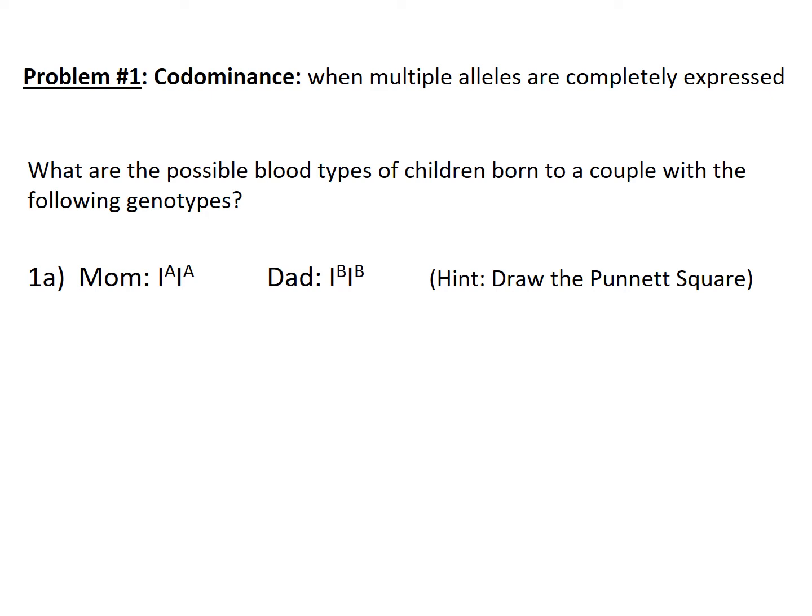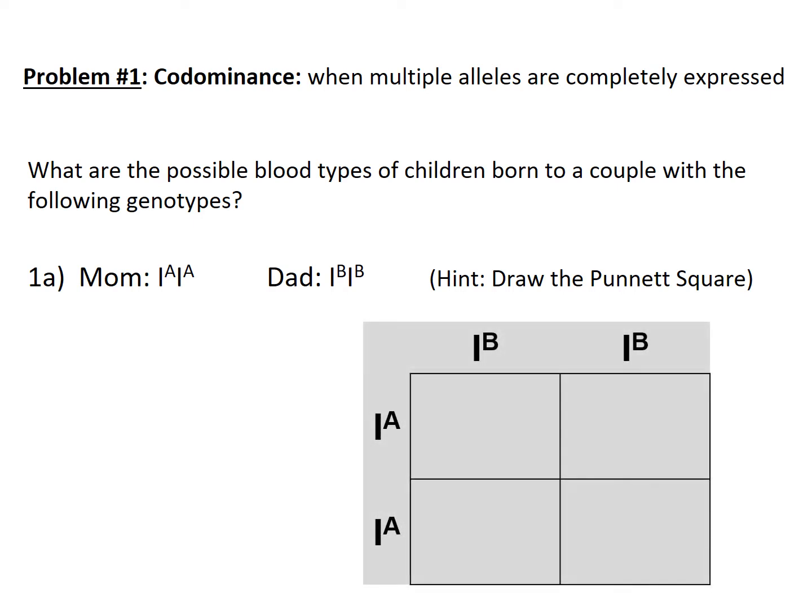So, for practice problem 1A, what are the possible blood types of children born to a couple with the following genotypes? Let's say mom is type A and she is homozygous AA, and dad is homozygous BB, so dad is type B. To solve this problem, you would first draw your Punnett square. And remembering that meiosis separates the genotypes of the parents into separate gametes, you know that mom can produce eggs that contain A or A because she's homozygous. Same with dad's sperm. All of dad's sperm contain this type B antigen.